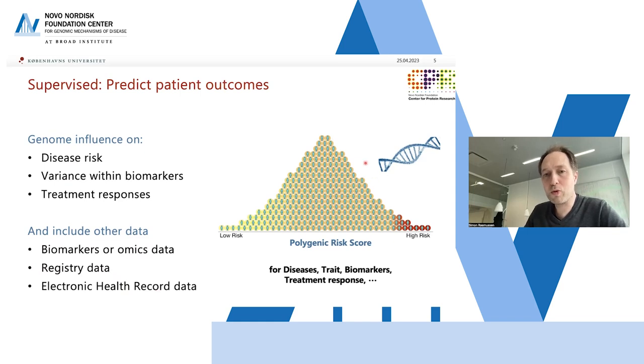So many people have heard about these polygenic risk scores. Basically from the genome, you want to try to predict the risk of a certain individual in terms of a certain outcome, disease or similar. And basically what we are trying to do here is both make a polygenic risk score if we're only working with genomes, but also try to make some kind of outcome score where we integrate the genetics data with other data.